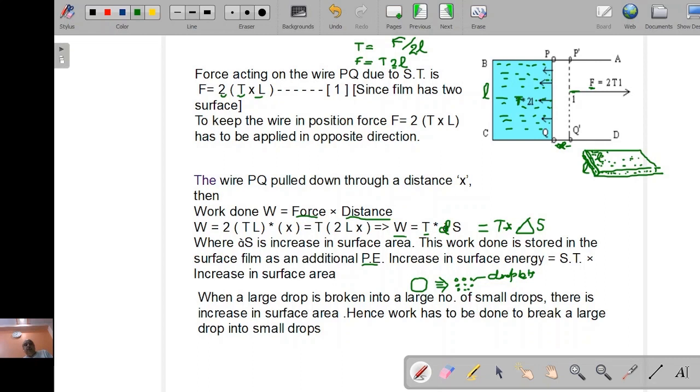There is an increase in surface area. It means the drop has lesser area than the droplets. It means there is a change in area. Hence, work has to be done. How much work is done? The work done will be the surface tension times the change in area. We will discuss this equation in solving a numerical also.